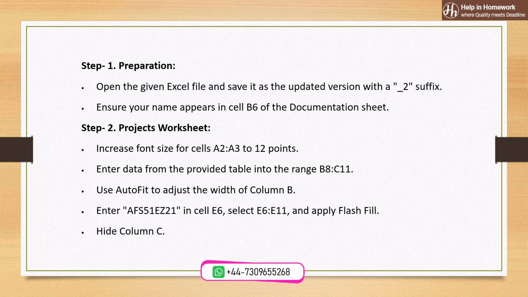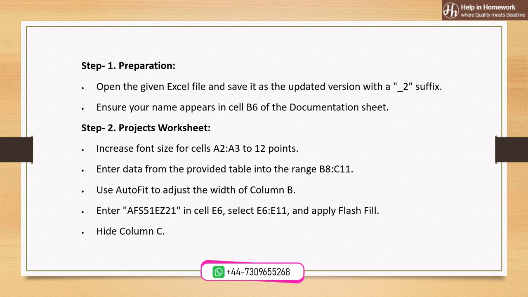Step 1. Preparation. Open the given Excel file and save it as the updated version with a _2 suffix. Ensure your name appears in cell B6 of the documentation sheet. Step 2. Projects Worksheet. Increase the font size for cells A2, A3 to 12 points. Enter data from the provided table into the range B8, C11.